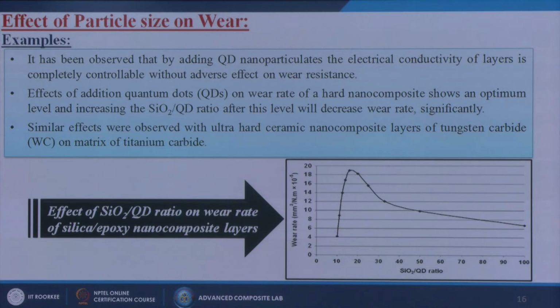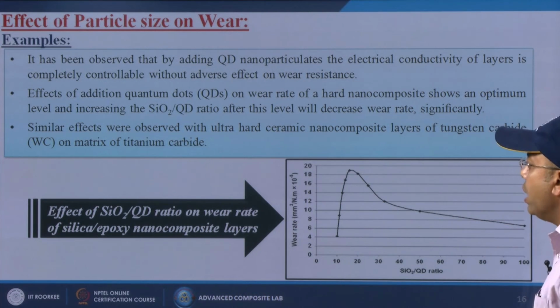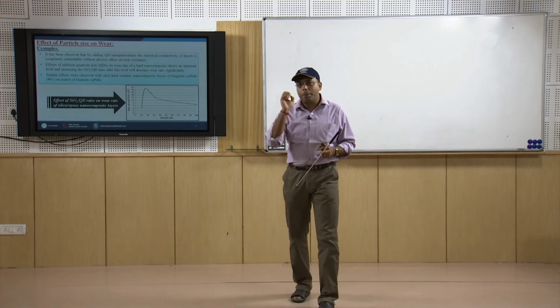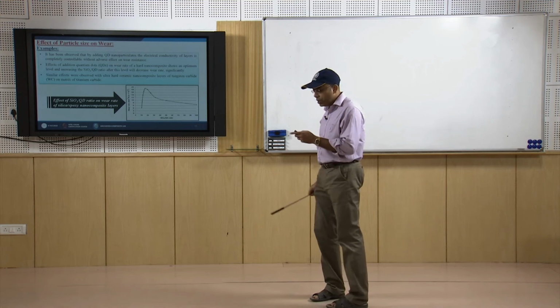Effect of addition of quantum dots on wear rate of a hard nanocomposite shows an optimum level, and increasing the silicon dioxide quantum dot ratio after this level will decrease wear rate significantly. Similar effects were observed with ultra hard ceramic nanocomposite layers of tungsten carbide on matrix of titanium carbide. So, here we are showing the effect of silicon dioxide quantum dot ratio on wear rate of silica epoxy nanocomposite layer. When we are changing the ratio of silicon dioxide and quantum dots, we can see that wear rate certainly is changing, but as the ratio increases, it automatically goes down. So, that means it depends upon the particle size of silicon dioxide and quantum dots, which is affecting the wear properties in this particular system.